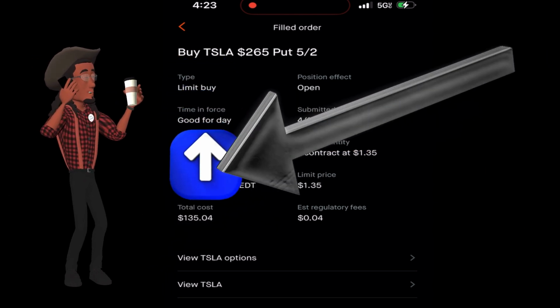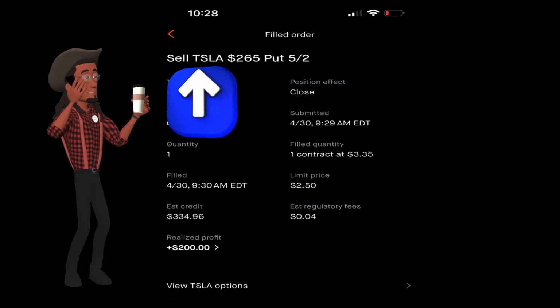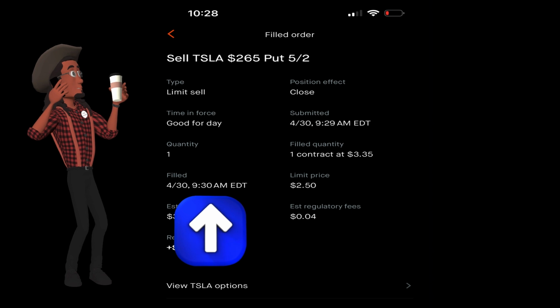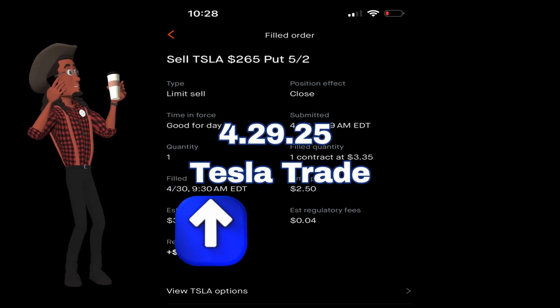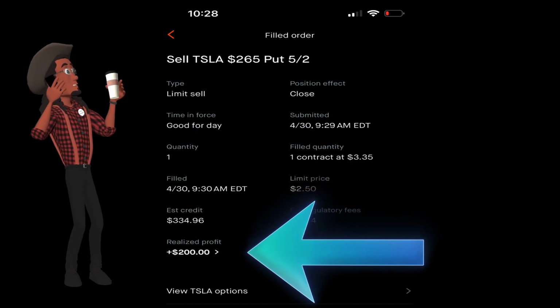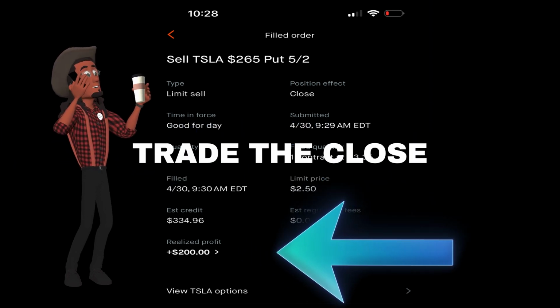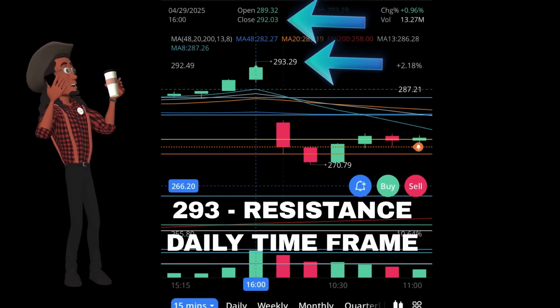So we bought a Tesla put at 356, 4 minutes before the market closed, and we sold it the second the market opened, a 4-minute trade. All right, 4/29, 2025, another Tesla trade, and we are showing you how to make $200 when you trade the close. So first and foremost, we looked at this resistance level.